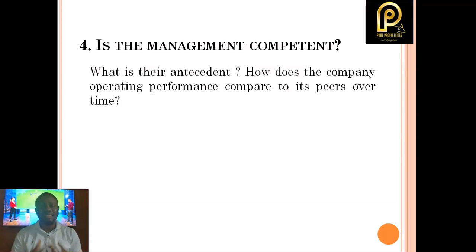So what is their antecedent? How does the company's operating performance compare to its peers over time? You should be able to make this analysis. What are the antecedents of the guys on the board, at the helm of affairs? Can they actually compete over time with their competitors? You get what I'm saying? These are things you must consider very, very well before you make any investment decision.